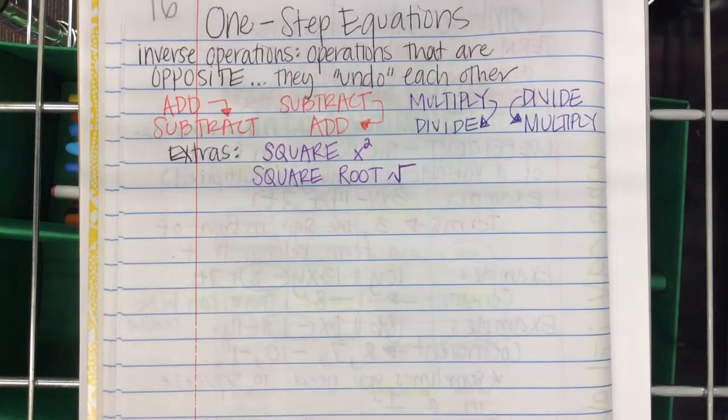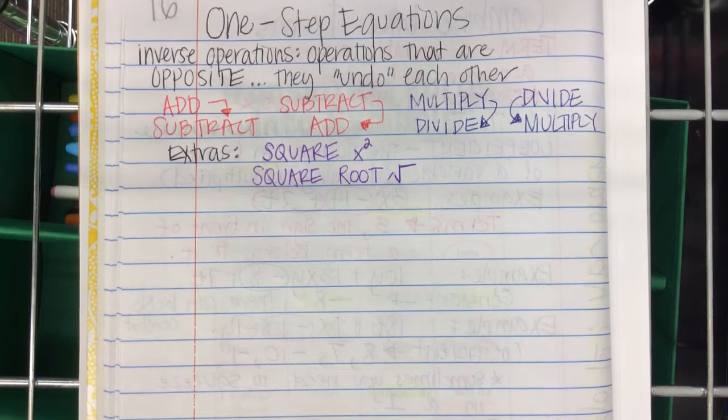Remember that sign when we were doing irrational and rational numbers? If it was, 8 squared is 64, how do you undo that? The square root of 64 is 8.